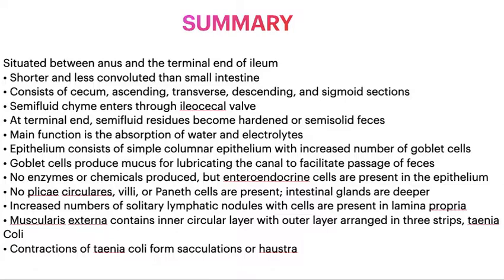The muscularis externa contains an inner circular layer and an outer longitudinal layer arranged in three strips called the tinea coli. The contractions of these tinea coli form the haustra.